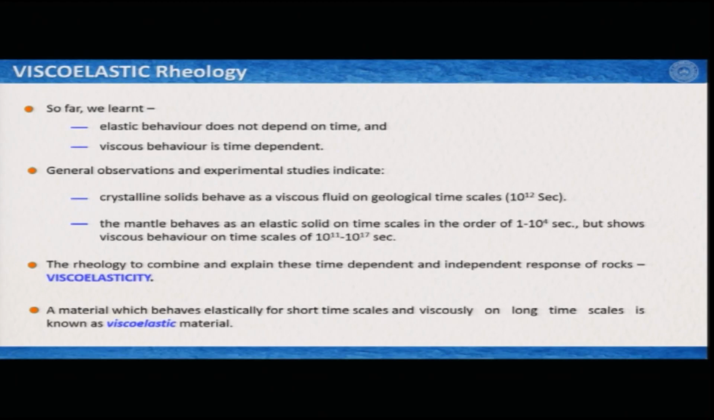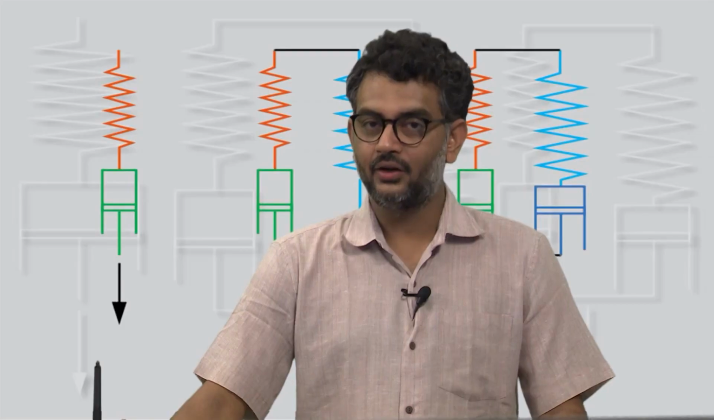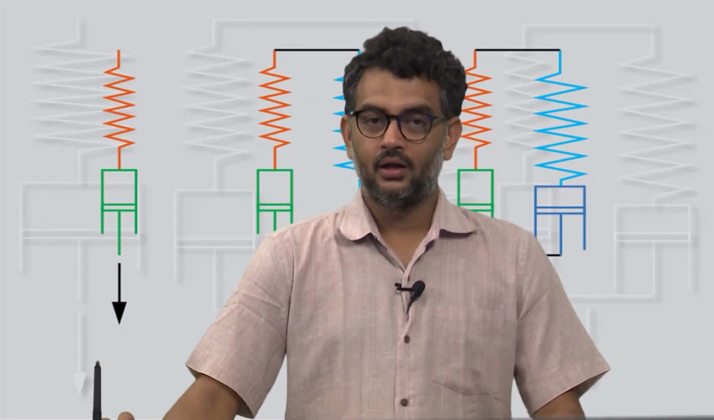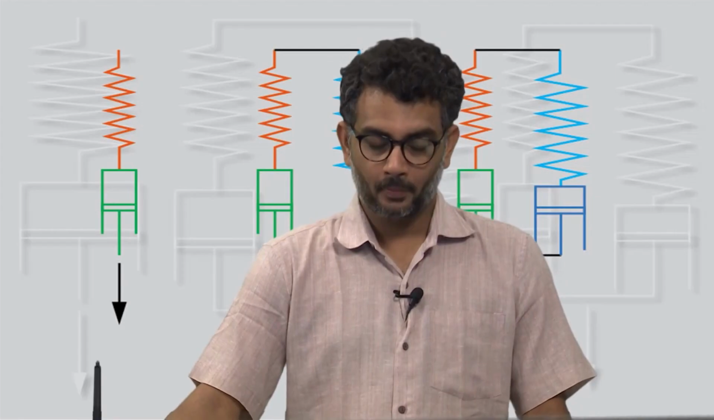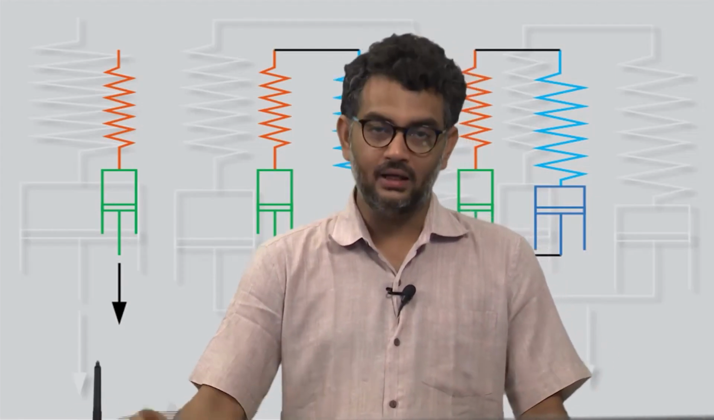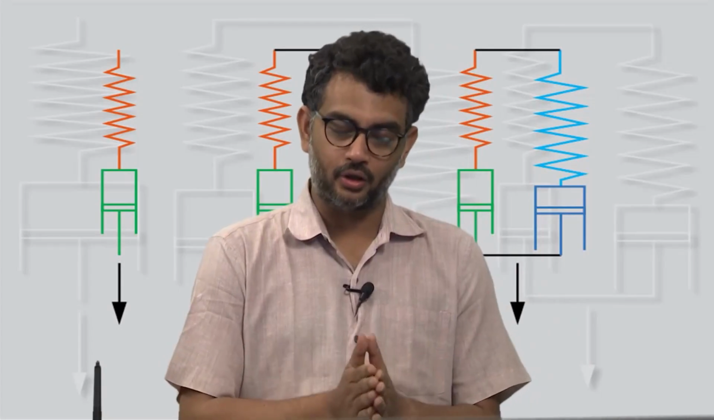In the previous lecture, we learned that elastic behavior is not time dependent, that means it does not depend on time, and we also learned if we consider viscous rheology, then it is time dependent, it is strain rate dependent. Now, if we have to combine these two observations, that one rheology elastic is time independent and another rheology viscous which is time dependent, how can we explain this or how can we apply this in our earth systems?